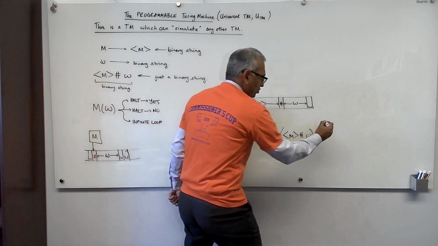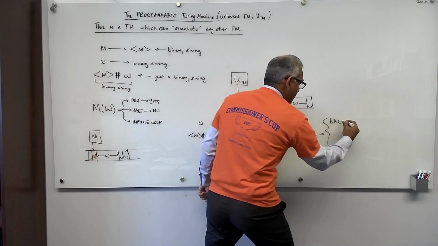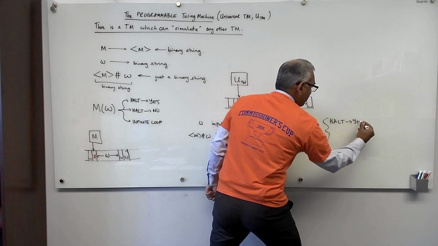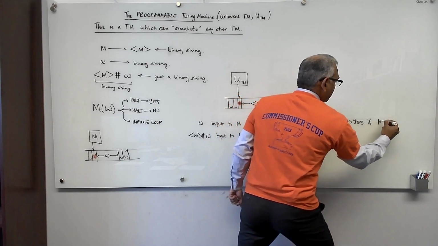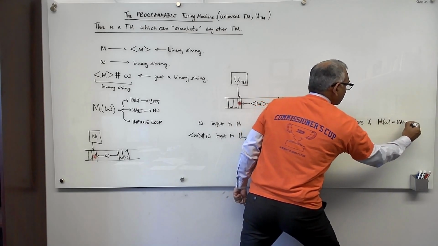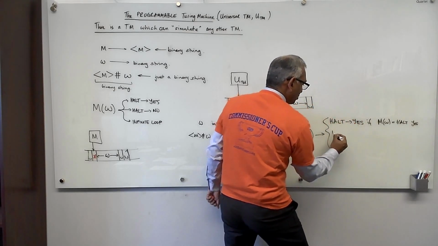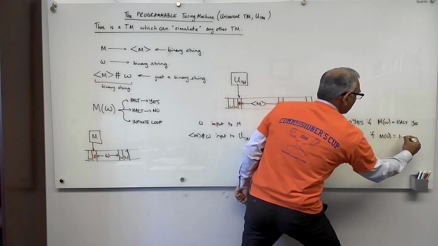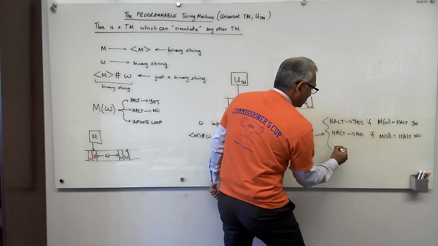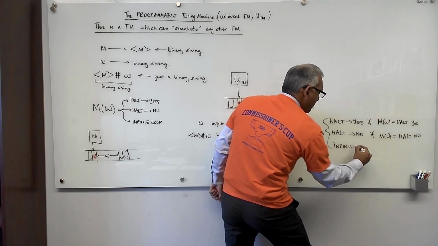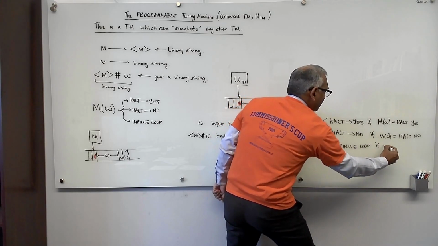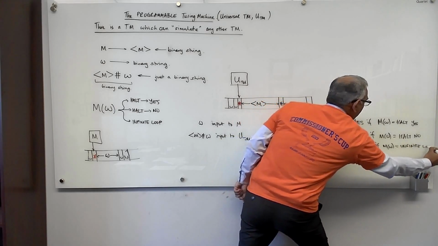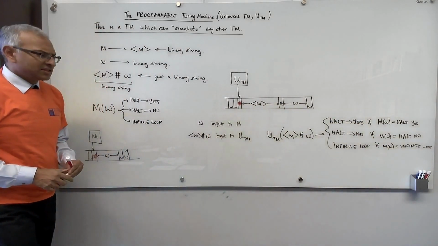It should either halt and say yes if M of W is equal to halt and yes. It should halt and say no if M of W equals halt and say no. And it should infinite loop if M of W is equal to infinite loop. Okay? So let's see whether that makes sense.